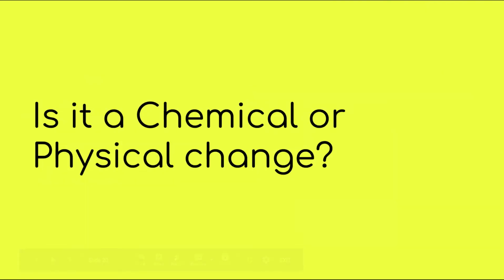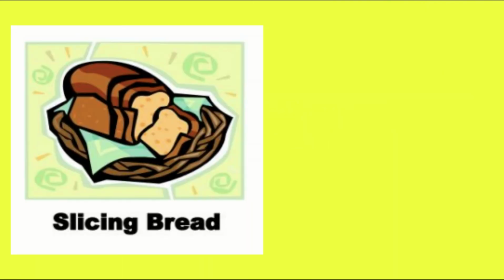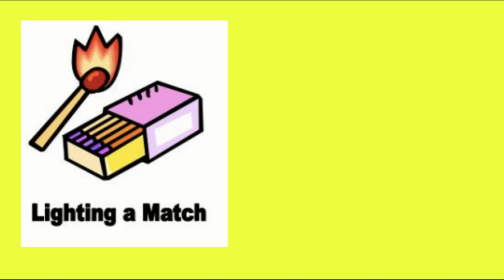Okay. Now let's do a little quick quiz. Is it chemical or physical? Slicing bread. Pause me. Take a guess. Is this physical or chemical? If you said physical, you are right. We are just changing its physical property. What about lighting a match? Physical or chemical? If you said chemical, you are correct. We've got a flame. That is chemical.